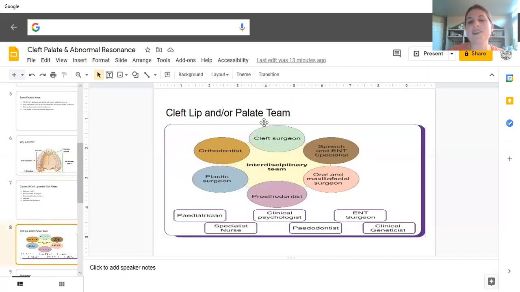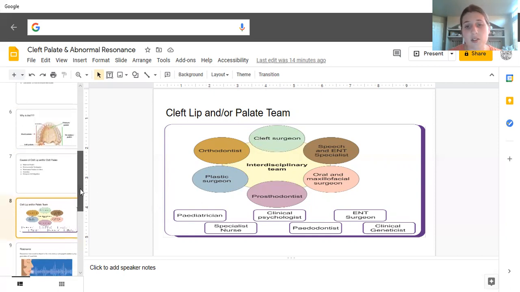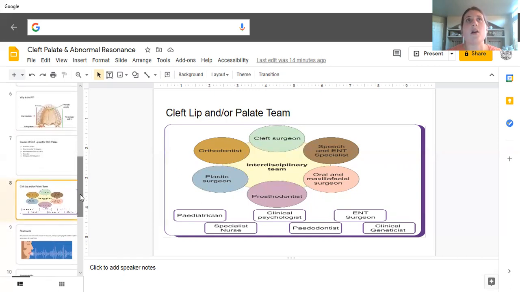So the cleft lip and or palate team, the speech language pathologist is not going to treat a cleft lip and or palate alone. This is a multidisciplinary approach. This can involve the orthodontist, cleft surgeon, speech pathologist, ENT. Psychologist is an important one. Unfortunately, there are cases where children do get made fun of in school. So again, it's really emphasizing those professionals are working together with the child.